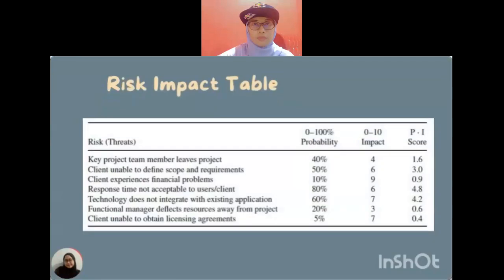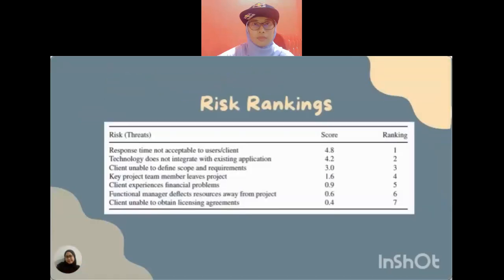Next, we have risk impact table. A risk impact table is a useful tool for analyzing and prioritizing various project risks. The left-hand column of the table lists the possible risks that were identified using the project risk framework illustrated in the payoff table. For simplicity, we will focus only on risk in terms of threats, but opportunities could be analyzed and assessed using the same technique. Lastly, we have risk ranking.